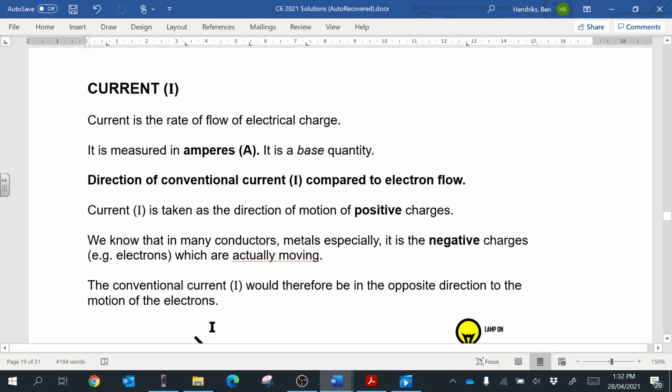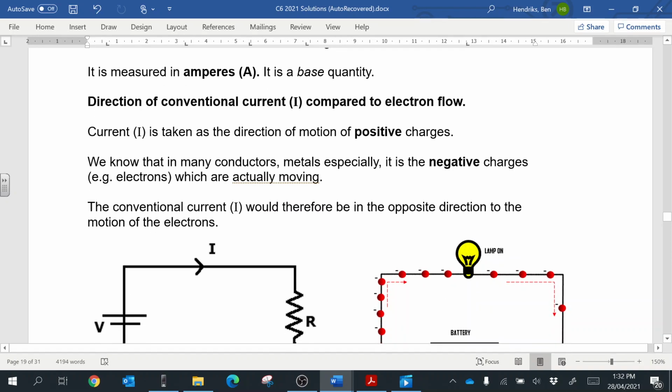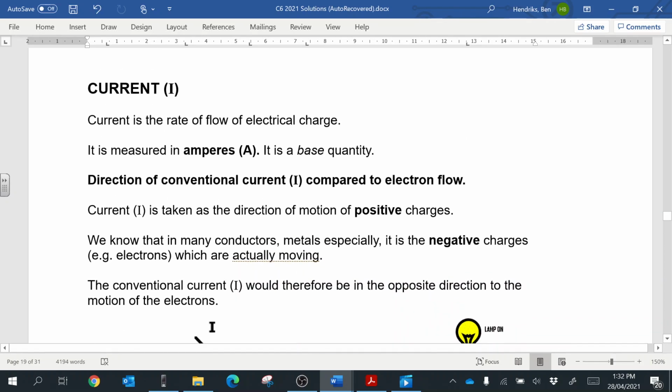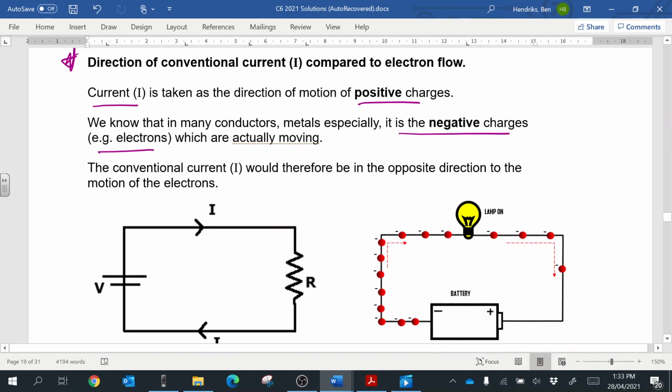Direction of conventional current compared to electron flow. So direction of conventional current I compared to electron flow. That's not a very well written sentence. But what it wants to remind us is the current I is taken as the direction of positive charges. But we actually know that in many conductors, metals especially, it is the negative charges, electrons, which are actually moving. So this is what this sentence means.